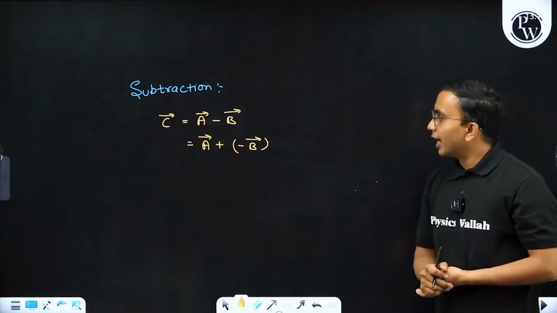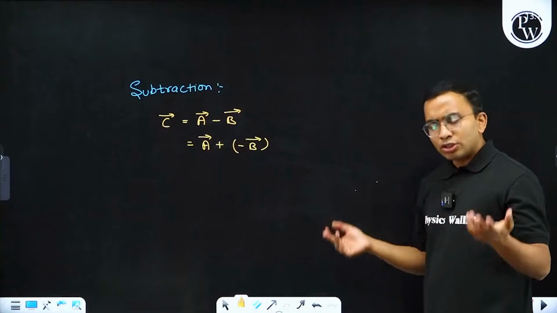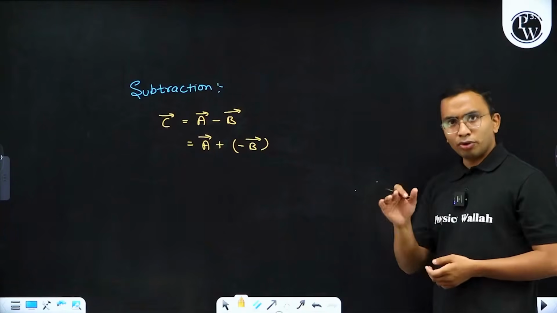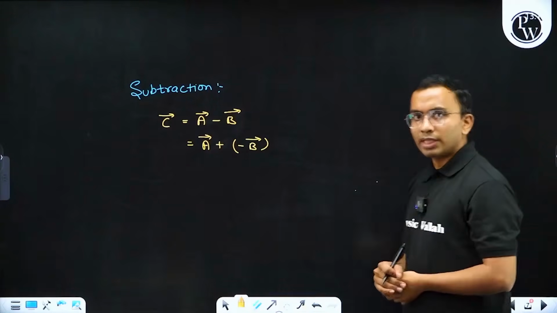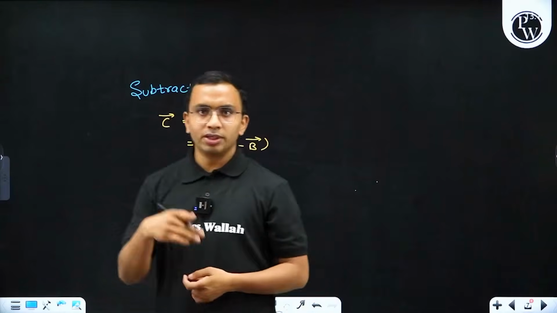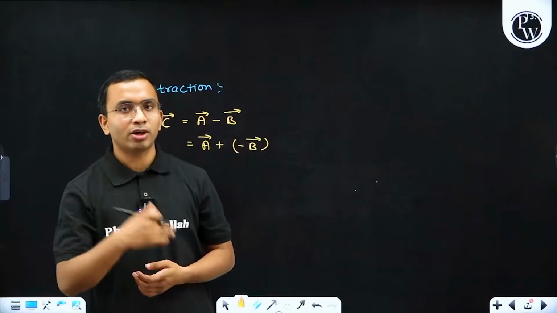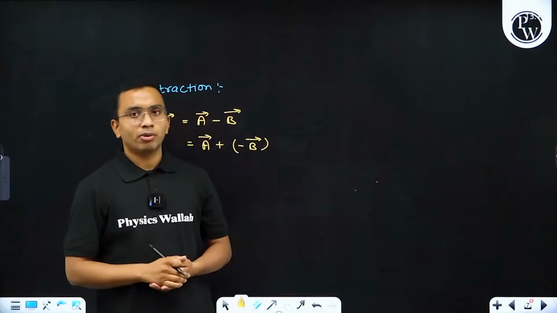And then there is dot product, cross product. All these things we are not going into as of now, because we don't need that in this particular chapter. When we come to work, power, energy, then I'll talk about dot product, and in rotation I'll talk about cross product.